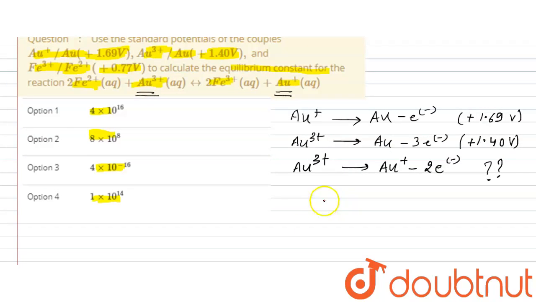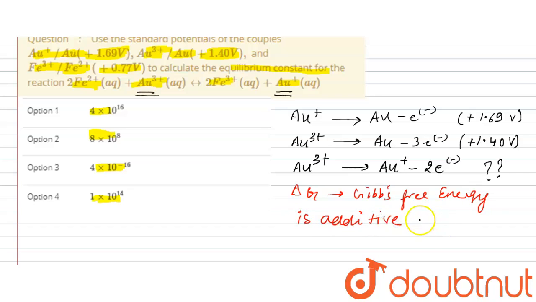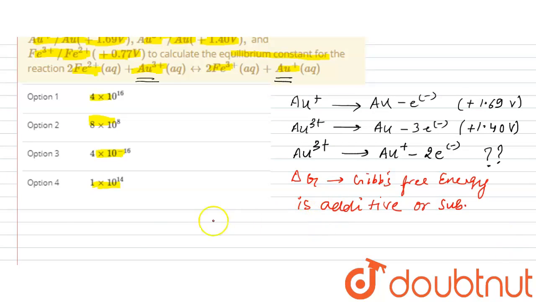Let's see. We all know that delta G, that is the Gibbs free energy, is additive or subtractive in nature with the equation, right? So we will calculate delta G1 and delta G2 first for the given reactions.